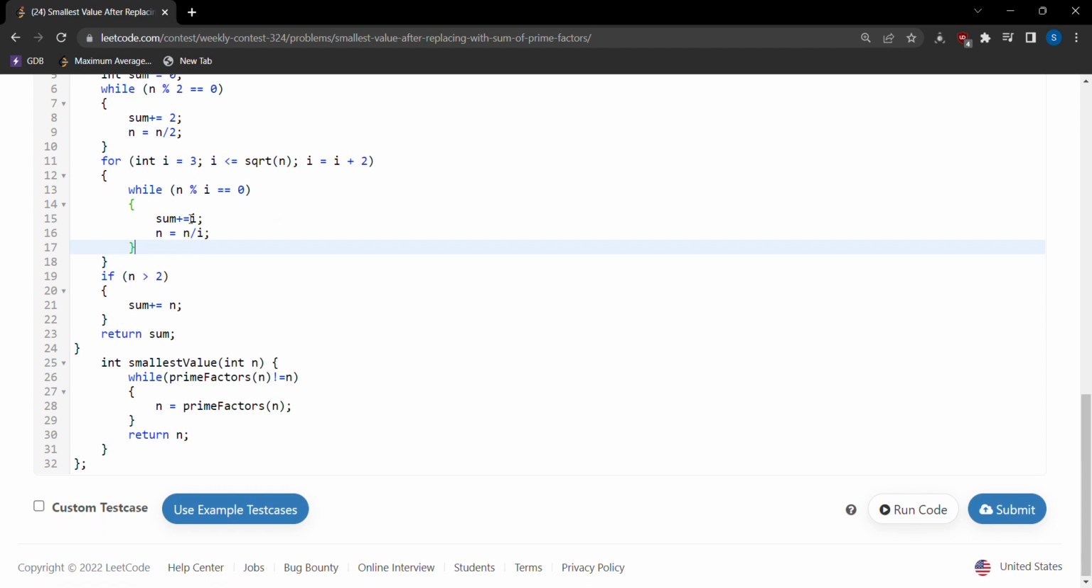In this loop I have started from i equals 3, i less than or equal to square root of n, i equals i plus 2. Now what have I done here? Why have I started it with 3? Because we have already removed all even numbers, so there is no need to start it with 2. Now I have written it as square root of n. What is the reason behind that?